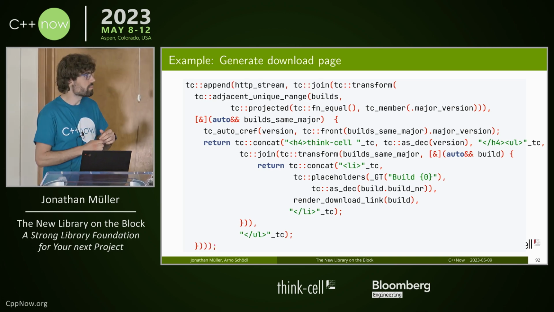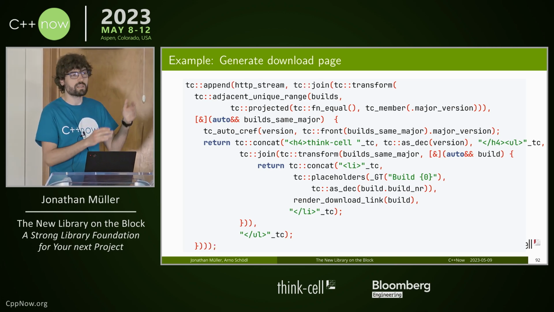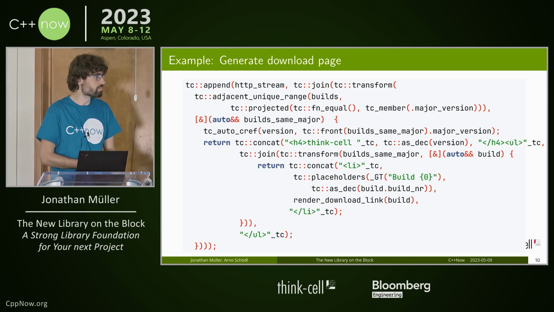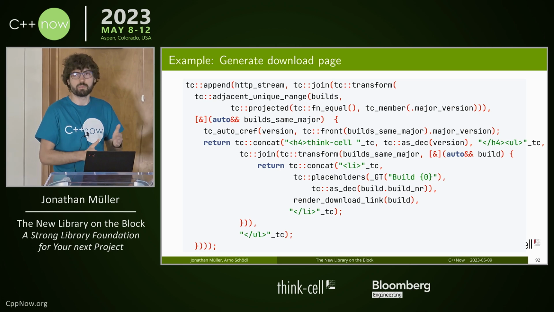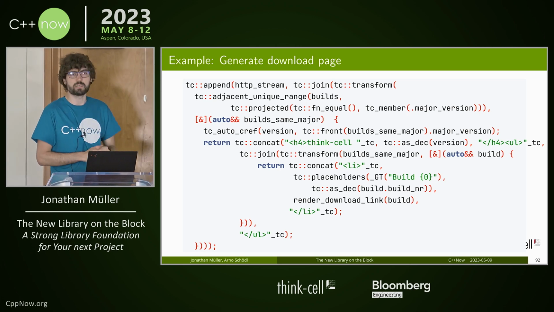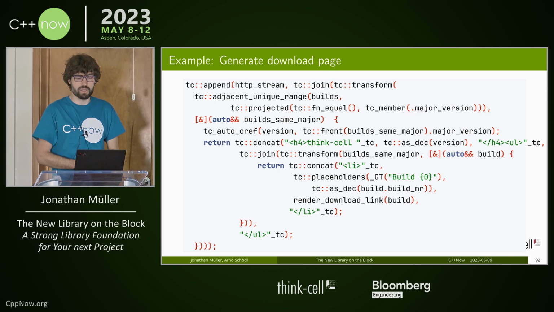And finally, that range in turn is joined and added to the HTTP stream of the website. So this is how we do a lot of HTML generation. That way we just build ranges and then just directly append them over HTTP.